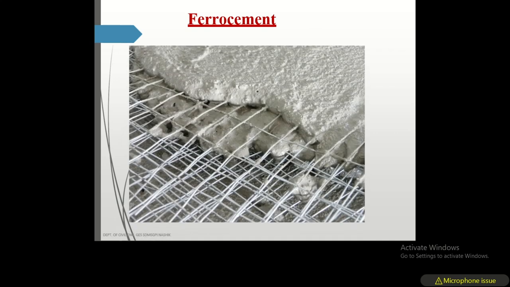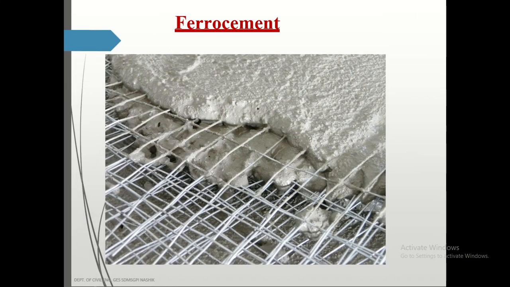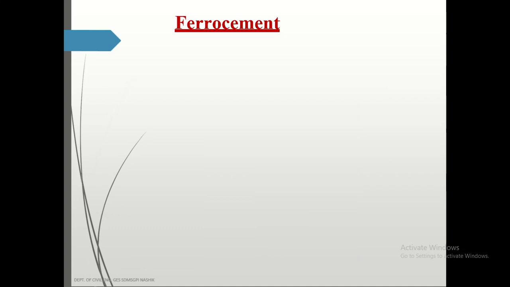In this image you can see these are the wire meshes, meaning steel wire meshes, and these are the cement mortar. The spacing between the wire meshes is very small. So in these wire meshes we have to pour mortar, and similarly we get ferrocement.